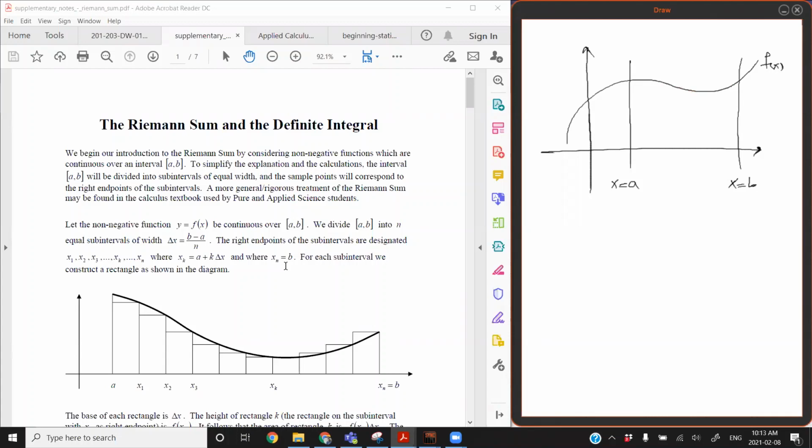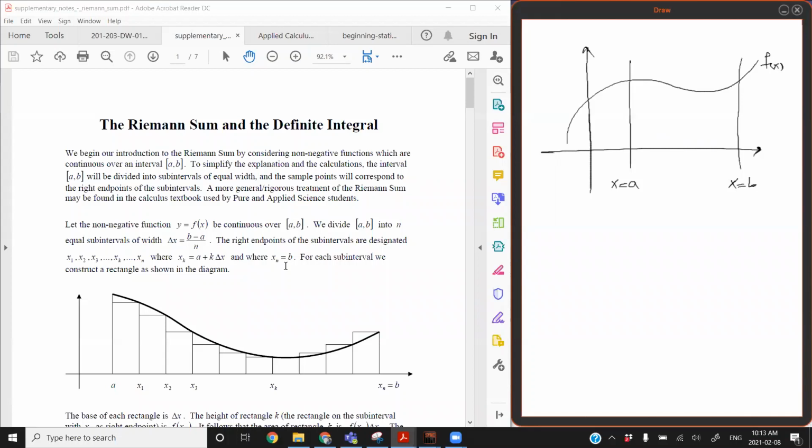Now, the problem that we're trying to solve here is how can we find this area under the curve, the area of this region, the region that is trapped under the curve above the x-axis and between these two vertical lines. That is the problem we're going to address in this section.